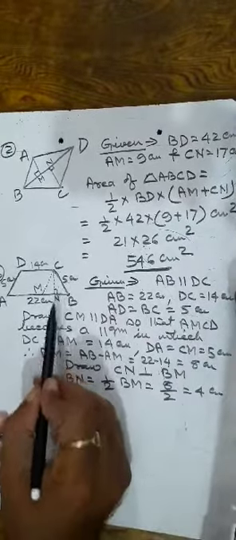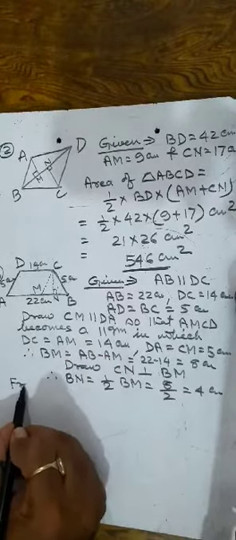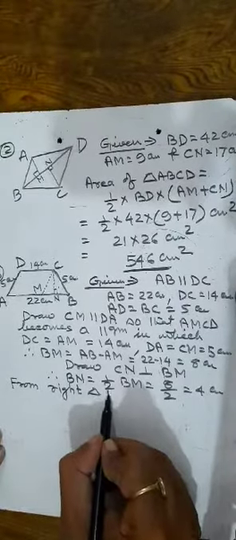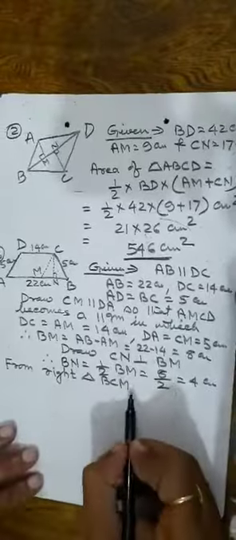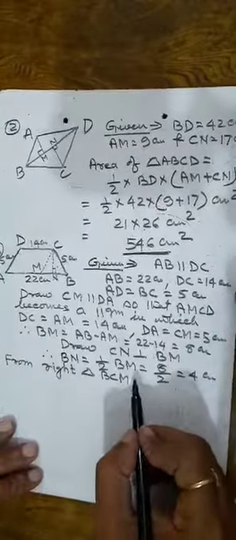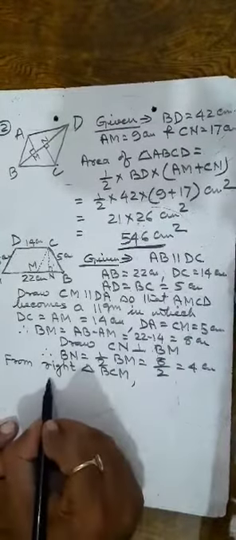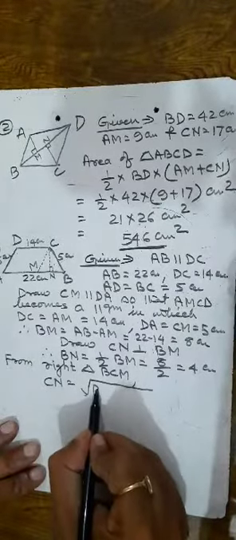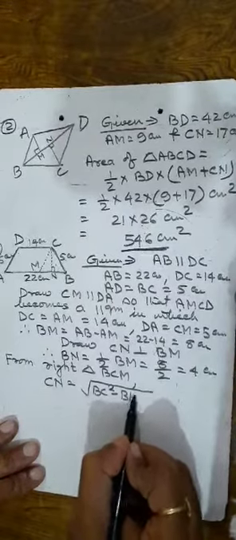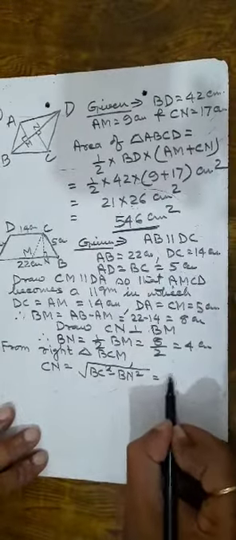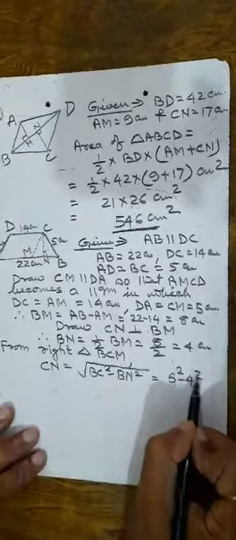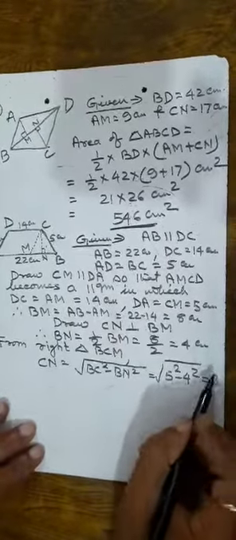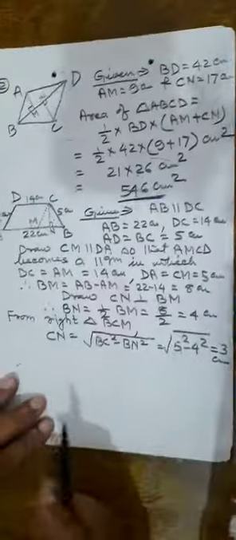Now from right triangle BCN, using Pythagoras theorem, CN is equal to square root of BC square minus BN square, 5 square minus 4 square, 25 minus 16, that is equal to square root of 9, becomes 3 centimeter. CN is equal to 3 centimeter.